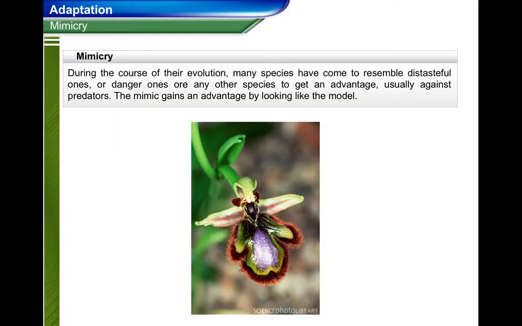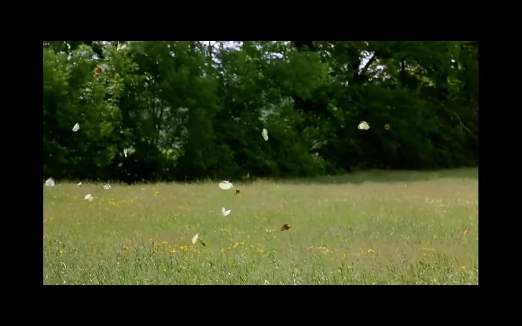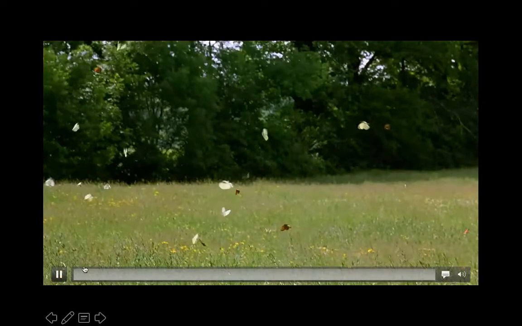Okay, so after this example, we have mimicry. In this case, the species resemble a harmful or dangerous one, or any other species, to get an advantage, usually against predators. This is an example of mimicry in flowers related to insects too. This orchid resembles a female bee or wasp. Let me play it.